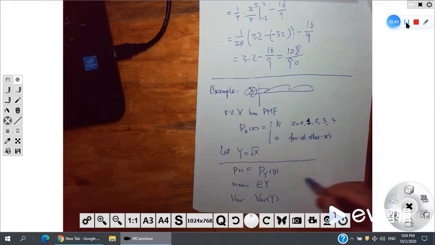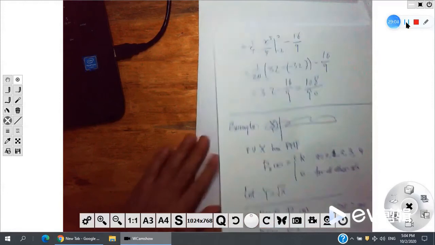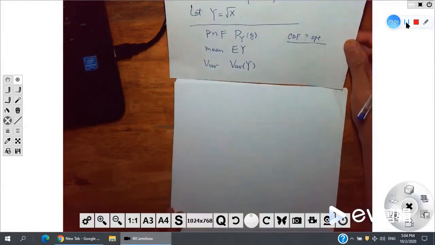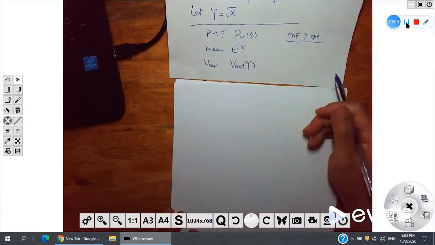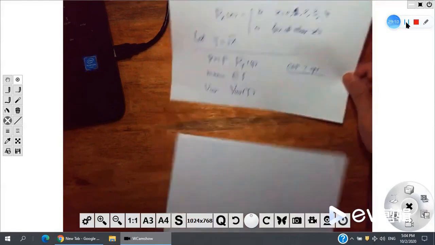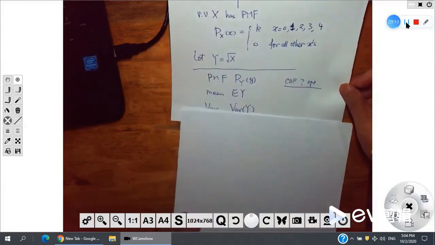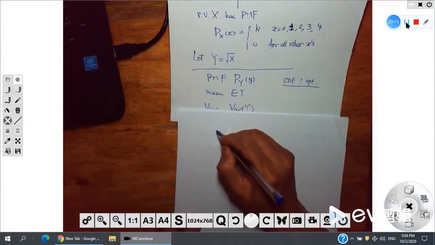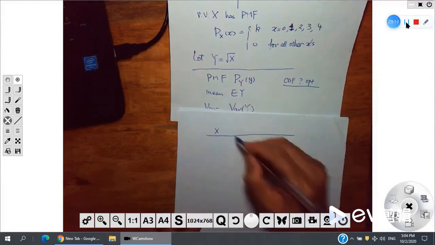Do we want the CDF? Optional, if I have time. If I have time, I will find the CDF. So first, the PMF. For the discrete type, you can actually just list the values, and that will be fine. But you see x can have a value, solution, right?